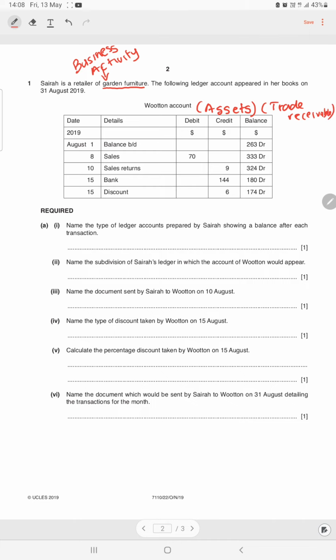Name the type of ledger account prepared by Sarah showing a balance after each transaction. Okay, this is a fairly new concept that they have brought in recently. But it's quite simple. What you need to understand is, this is the new format of creating ledger accounts. This is called a running balance ledger account. Okay, what is the difference between a running balance ledger account and a normal ledger account that we prepare?